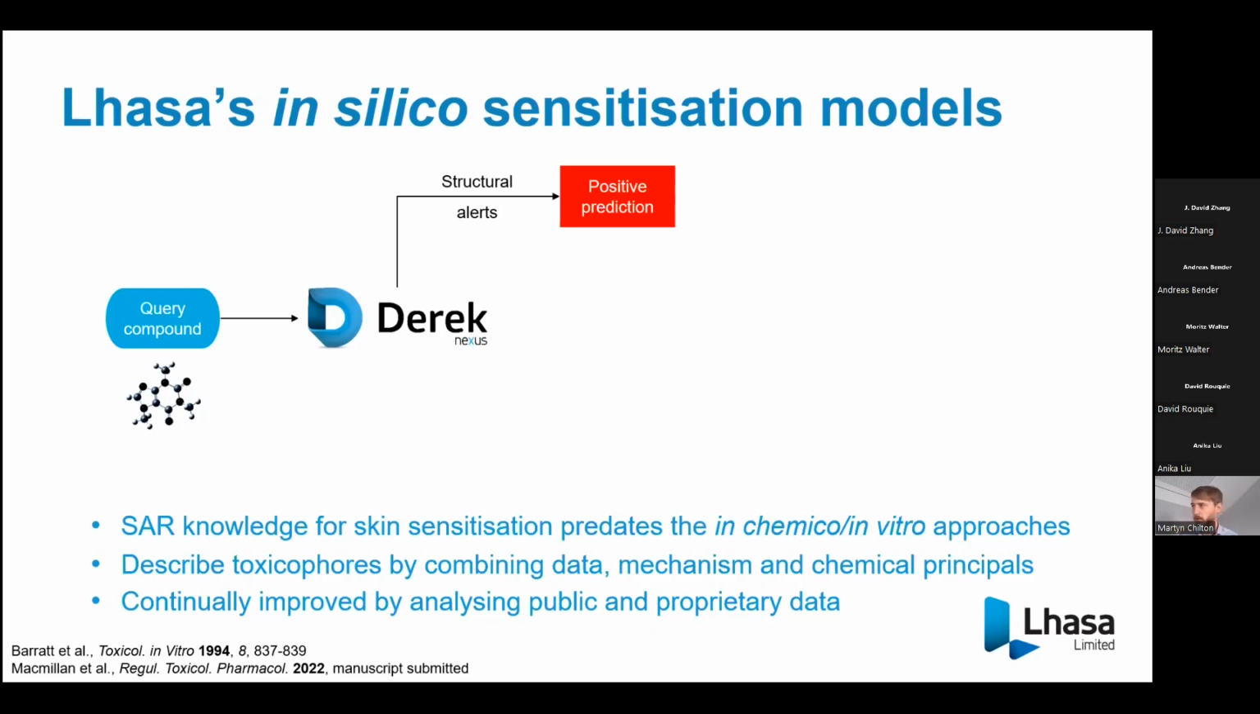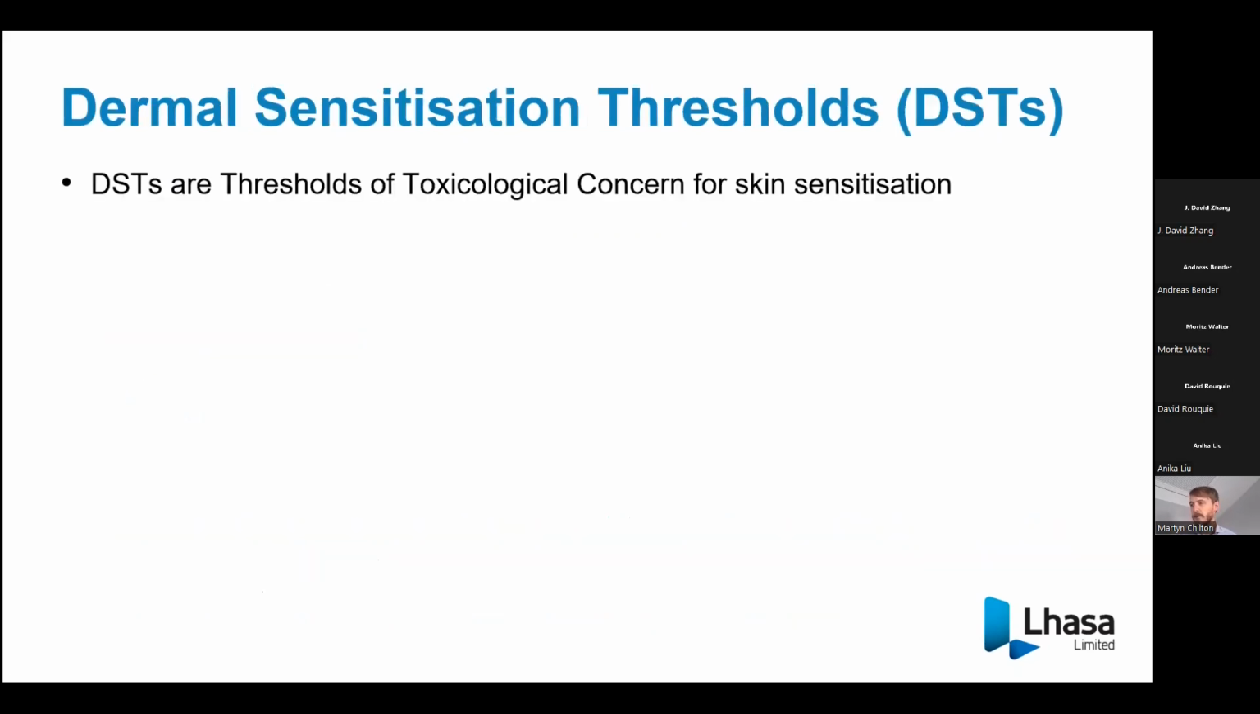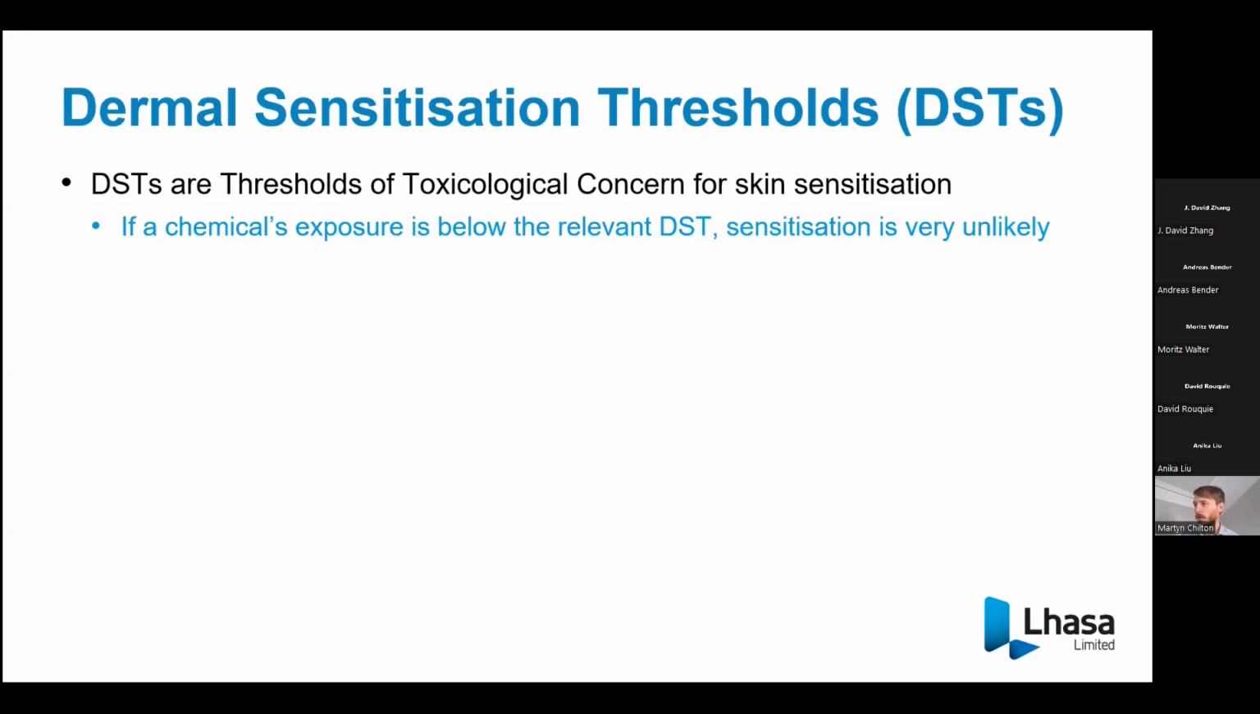So I'm going to be focusing on those alerts today. And as I said earlier, it's in the context of the dermal sensitization thresholds, or DSTs, as I'll call them for short. These are an example of a threshold of toxicological concern for skin sensitization. Hopefully TTC is an idea that might be familiar to many here. The basic principle is that it's a threshold, so we're talking about exposure. If a chemical exposure is below the relevant threshold, then the endpoint is very unlikely. In this case, sensitization is very unlikely.